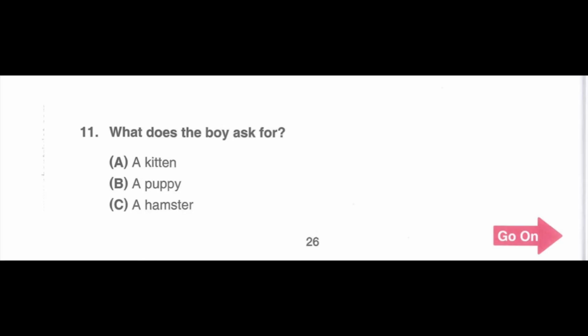Number 11. Listen to the conversation between a boy and his mother. Listen for the answer to this question. What does the boy ask for?